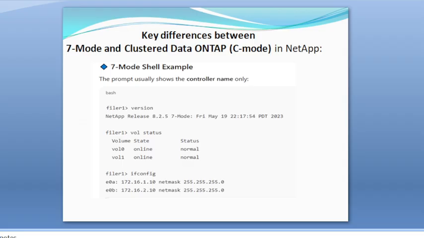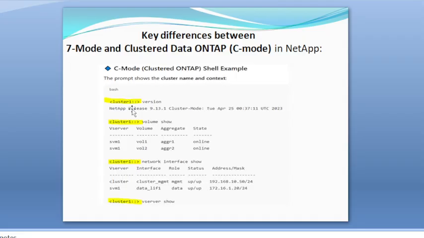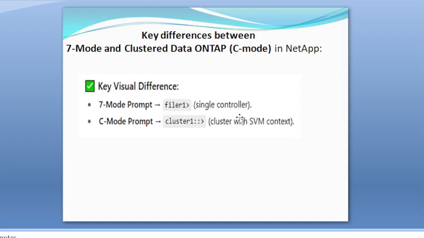In 7-Mode, you can see the filer name and then a greater than sign after the filer. In cluster mode, you find the cluster name, double colon, and then the greater than sign. So this is the identification: filer and then greater than sign, versus cluster double colon and greater than sign.